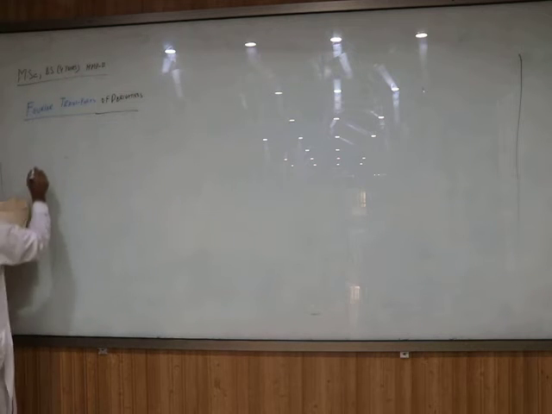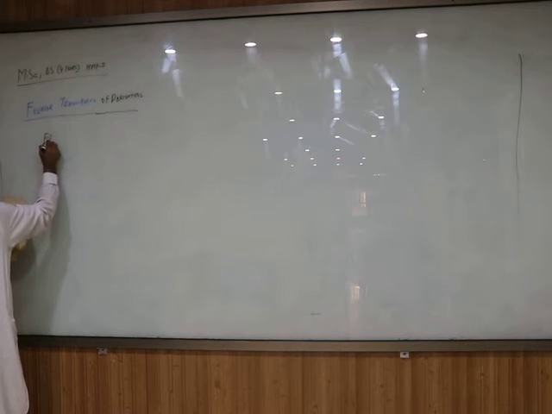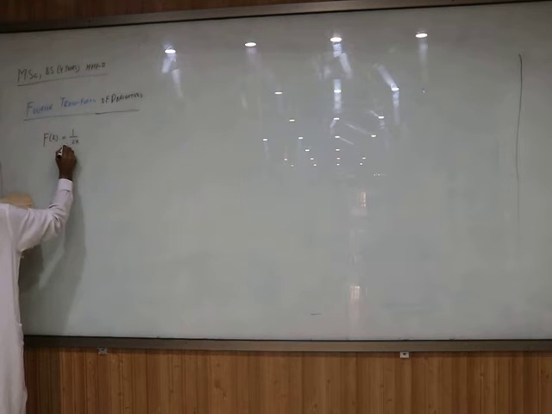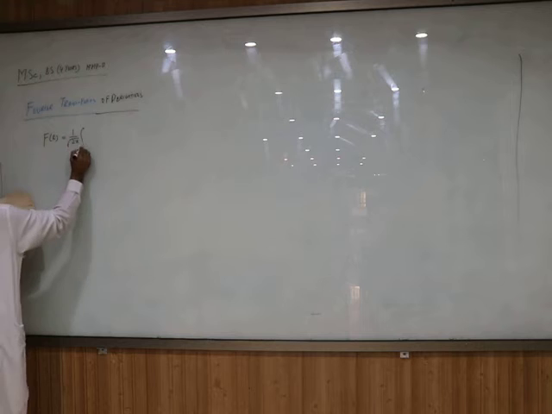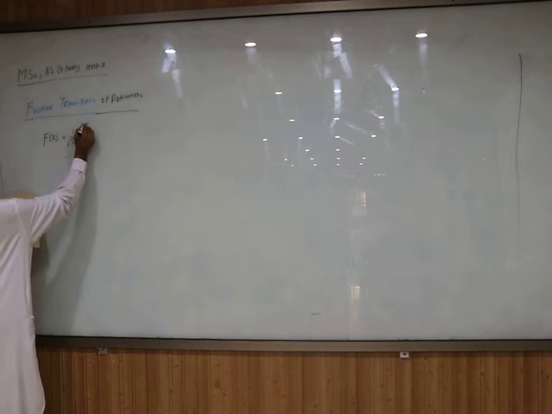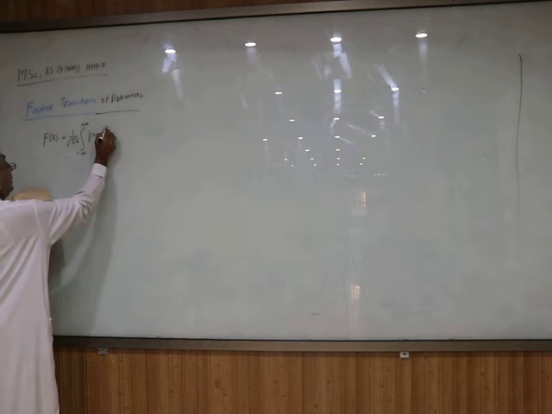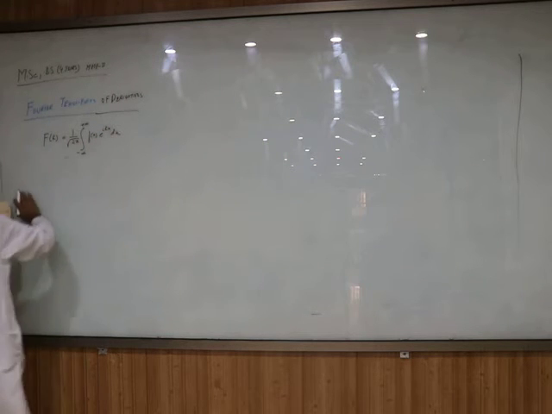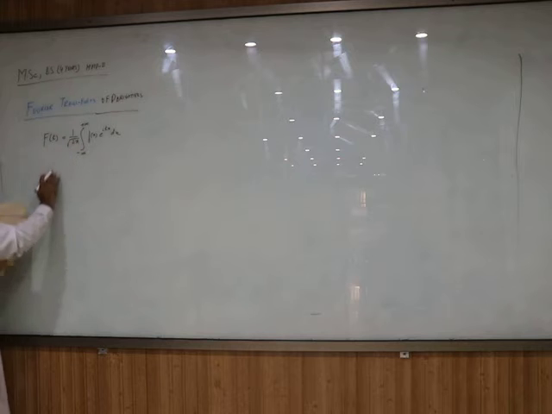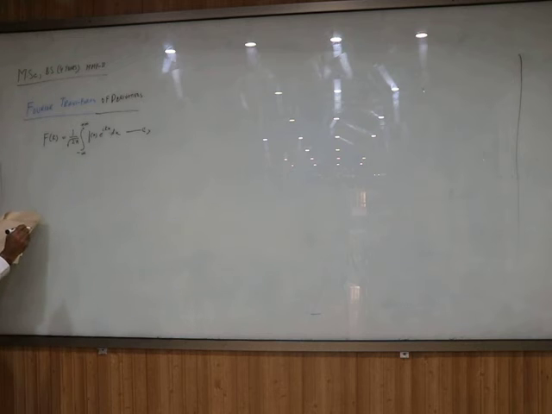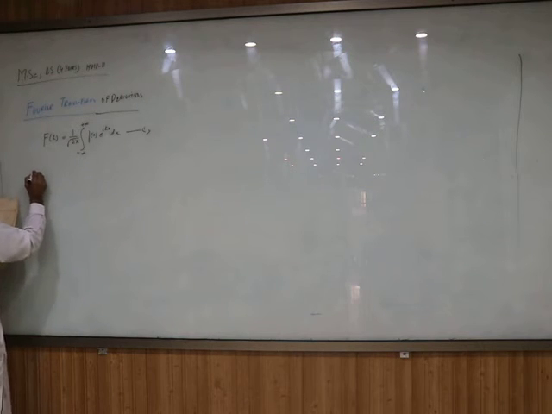Now you know the Fourier transform of a function f(x) is given by 1 over square root of 2 pi, integral from minus infinity to plus infinity f(x) e raised to ikx dx. That is the standard form of transforming a function f(x) into f(k). Okay, this is one.